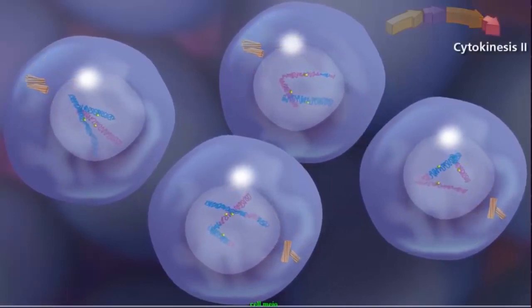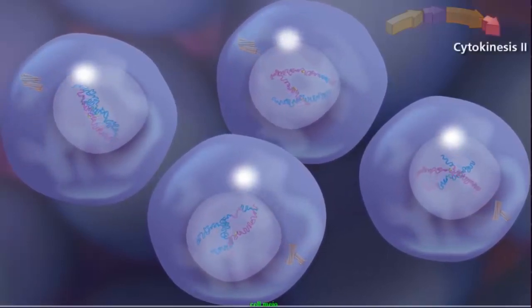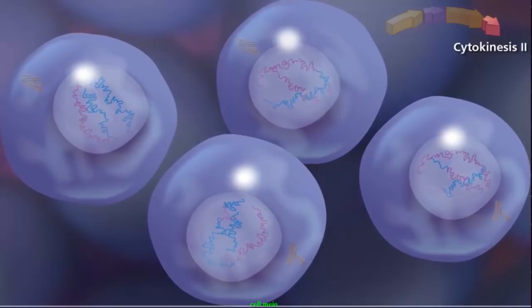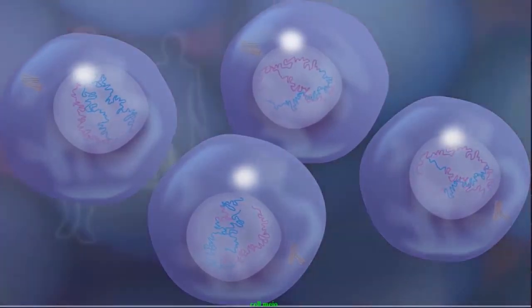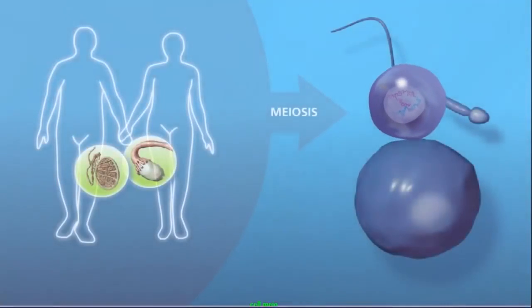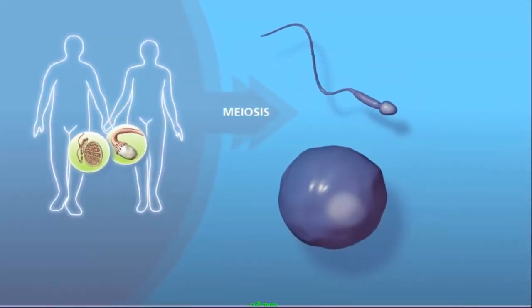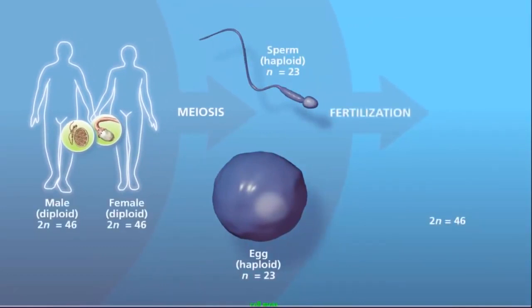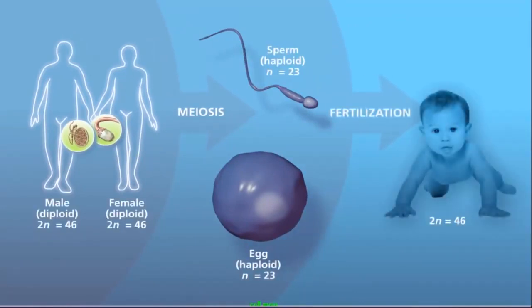Cytokinesis occurs, and cleavage furrows separate the 2 daughter cells into 4 haploid daughter cells. The haploid daughter cells will specialize into gametes, either sperm or egg. These fuse in fertilization to form a zygote, which will grow into a child. The child receives half its chromosomes from its mother and half from its father.